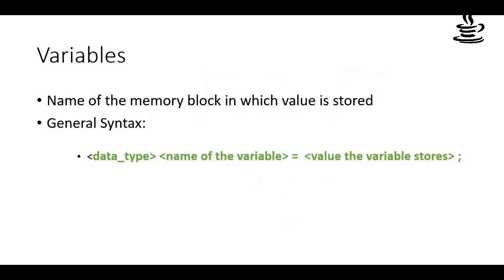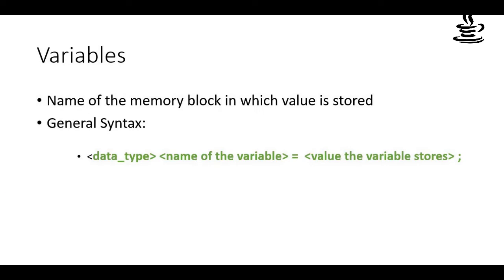Now let's see how we create variables in Java. To create variables in Java, first we declare the type of that variable. As we explained, a variable can store different kinds of values like integer values, text values, etc. So every time we define a variable in Java, we first have to define its type.